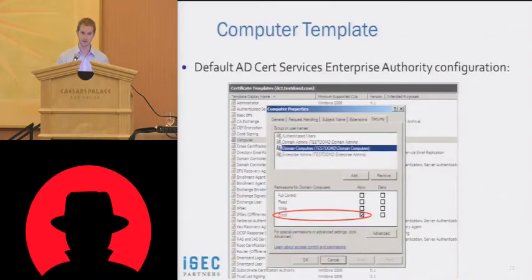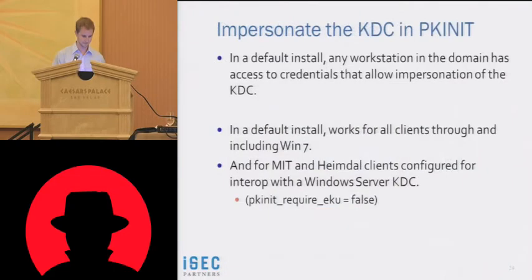But unfortunately, it gets worse. Because when you install Active Directory certificate services, one of the templates that's enabled by default is the computer template. And this template also has a server auth EKU. And as you can see in the screenshot, every single computer that's joined to the domain has permission to enroll for this certificate by default. So what this means is potentially any computer in the enterprise has access to a credential which might allow it to impersonate the KDC to any other client in the enterprise.